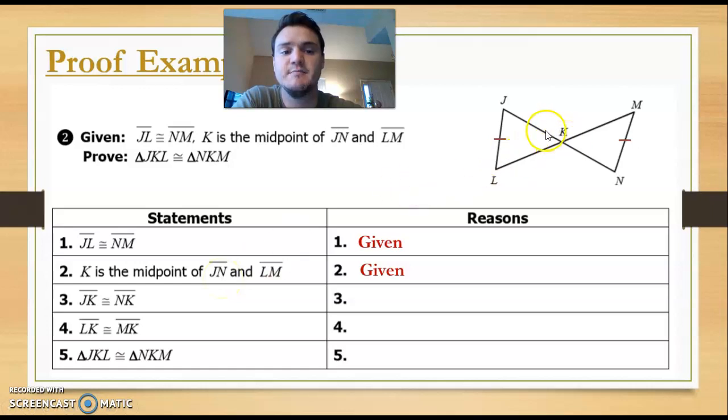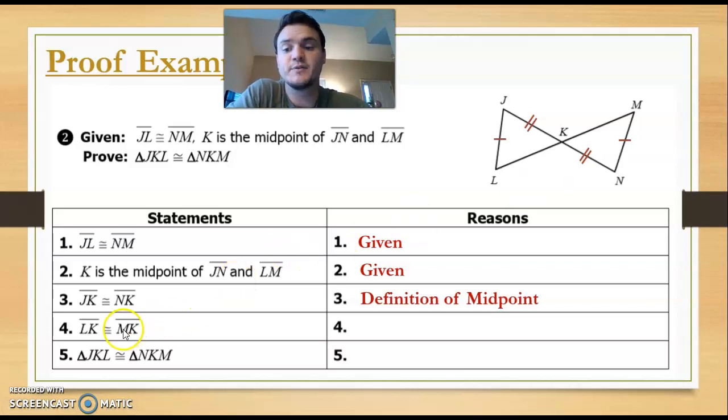If K is the midpoint, so K is in the middle of JN, that means that the distance from J to K, right here, is the same as N to K. So we're saying that these two sides are congruent. We know that because it told us K is the midpoint. This is where the definition of a midpoint comes in. Since K is the midpoint, we know that J to K is the same as N to K, so we can mark those sides congruent like that.